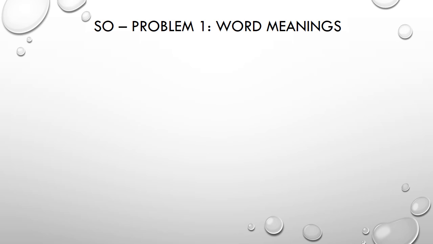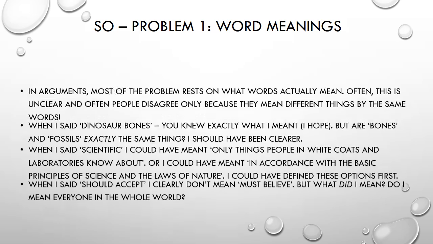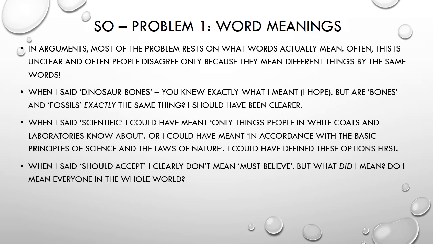So, problem one, word meanings, very quickly. We've said already that one of the big problems with constructing arguments is what words mean. And you probably noticed some of the problems with that previous argument about dinosaurs, that had problems with the words being a little bit ambiguous. So, talking at cross purposes, using words in a way that other people might not use them, being mushy with language becomes a real problem. So a few things to look at here. First of all, in arguments, most of the problem rests on what words actually mean. And often this is unclear, and often people disagree only because they mean different things by the same word.